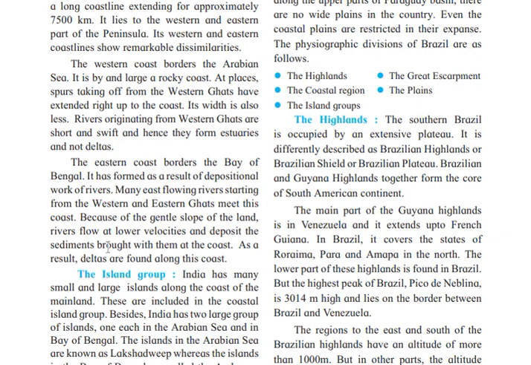So because the rivers flow at a lower velocity, they deposit the sediments brought with them at the coast, and that is why the deltas are found. So on the eastern coast, on the Bay of Bengal, some deltas are found because the speed of the water is low over here.